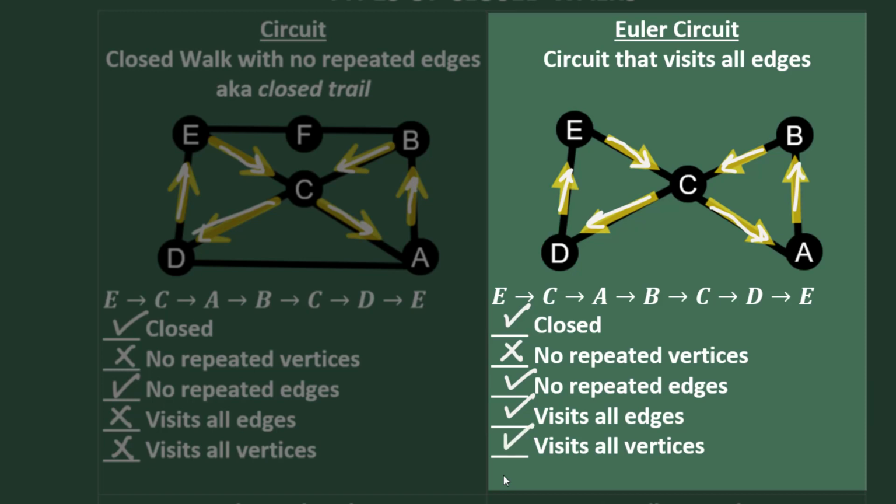So an Euler circuit is a closed walk with no repeated edges that visits all the edges and visits all the vertices. By the way, when you have no repeated edges but you're visiting all the edges, you're visiting each edge exactly once, which is really the key characteristic of an Euler circuit. To help myself remember what an Euler circuit is, I think of the E in Euler as meaning all edges.